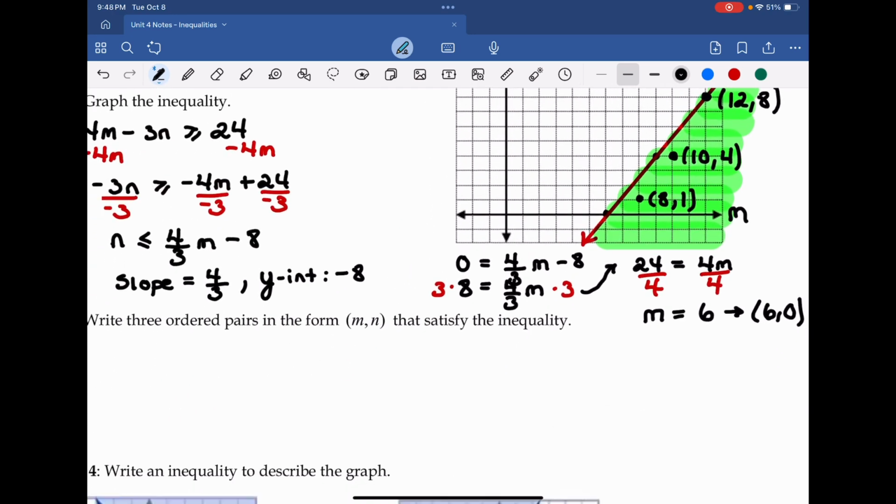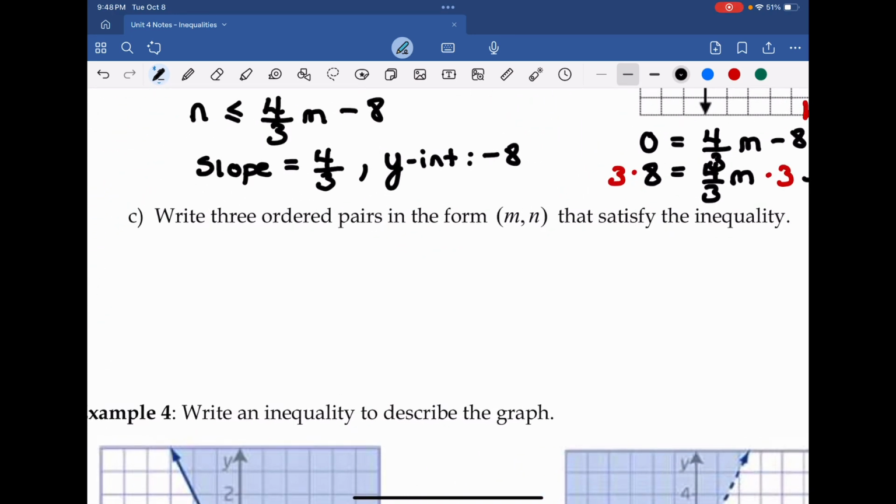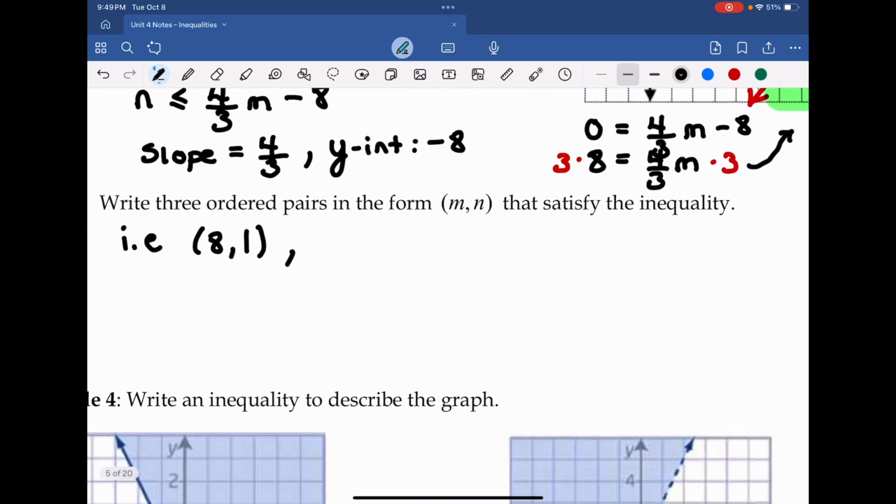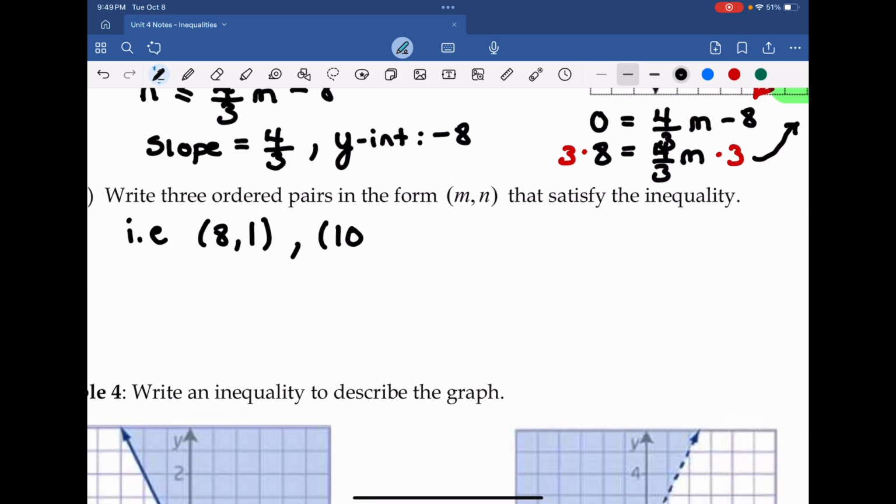So we're going to write these below and just say, for example, or i.e., we had, for our first point, it was at 8 and 1. We then had another point, which I just want to make sure I get right, at 10 and 4. And then we had another point at 12 and 8. There you go. Okay, now again, these are just examples of points. They're not all the points, but they're just some examples that satisfy this inequality.